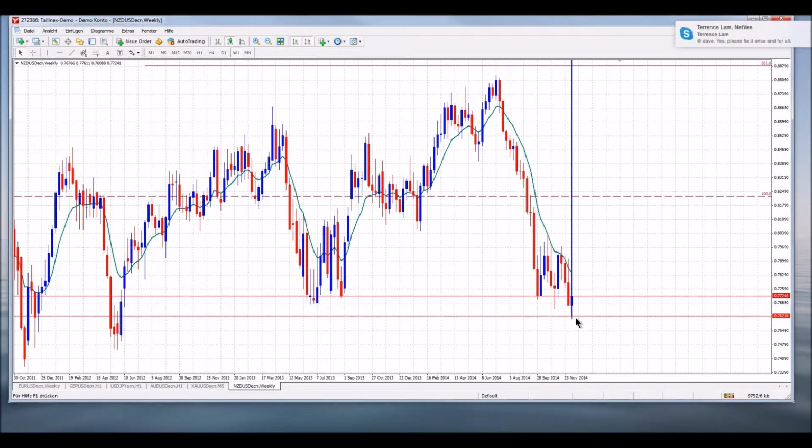Then, if we break this one, we're going to head all the way down to 75, 74.80.